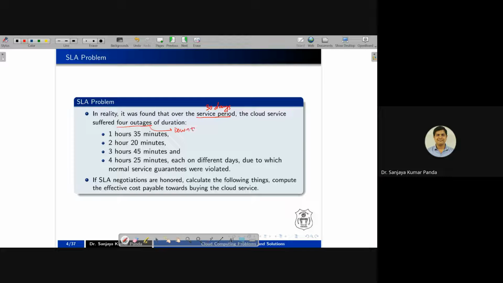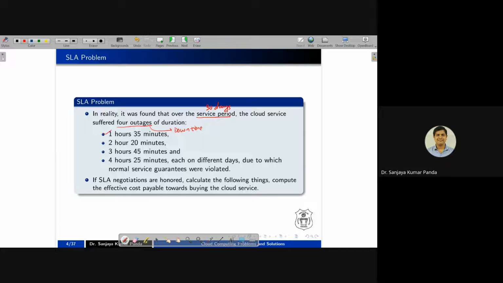It is downtime. It was found that over the service period of 30 days, there are 4 different outages. Means for these durations, the service is not available. So what are the outages? One outage is for 1 hour 35 minutes. Like electricity, sometimes we have a power cut. So assume that that is an outage.